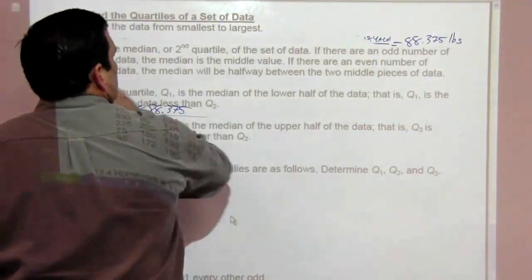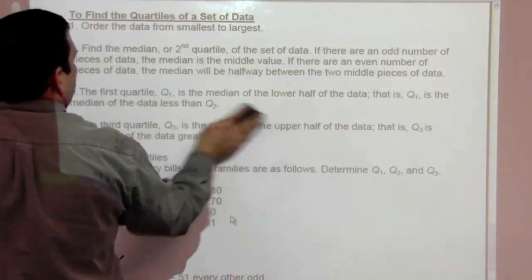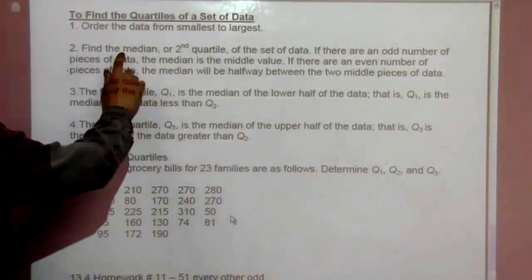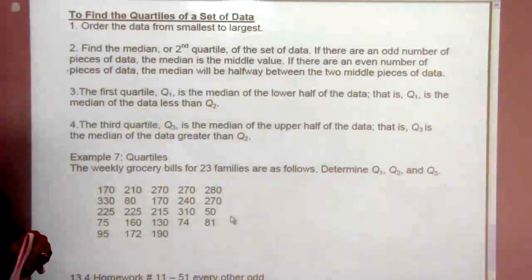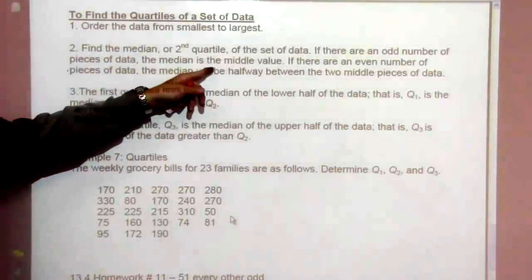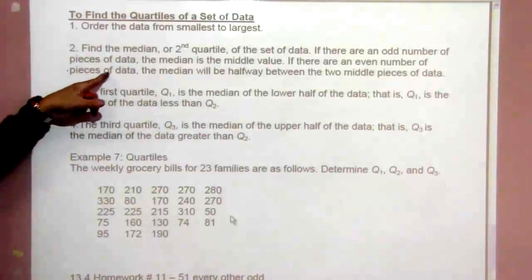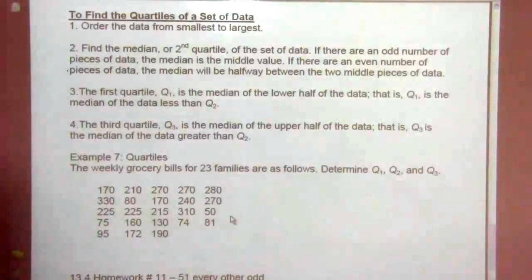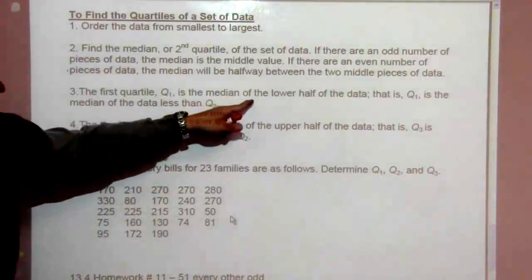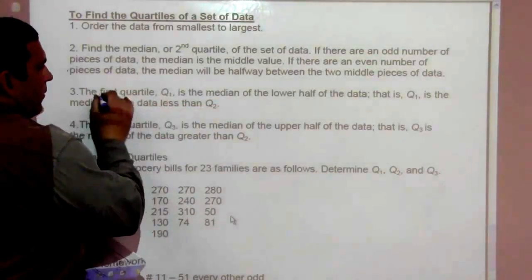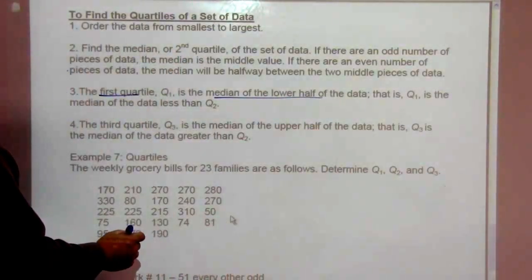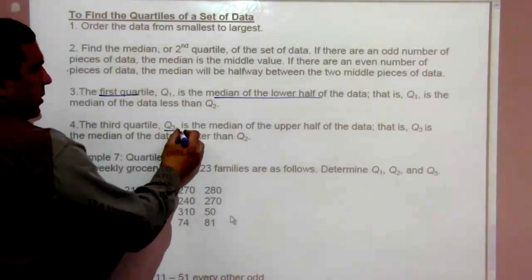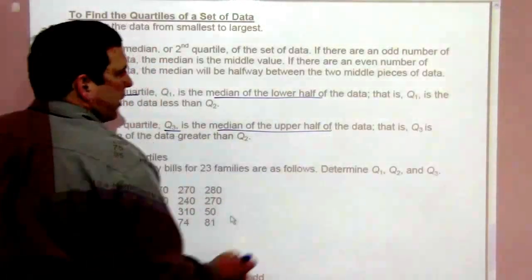So you're going to order from smallest to largest and find the median, or the second quartile. Your median, the middle value, is the second quartile of the set of data. If there's an odd number of pieces of data, the median is the middle value. If there's an even number of pieces of data, the median will be halfway between the two middle pieces. The first quartile, Q1, is the median of the lower half of the data. And the third quartile is the median of the upper half of the data.